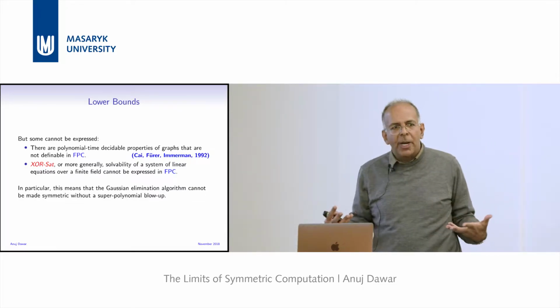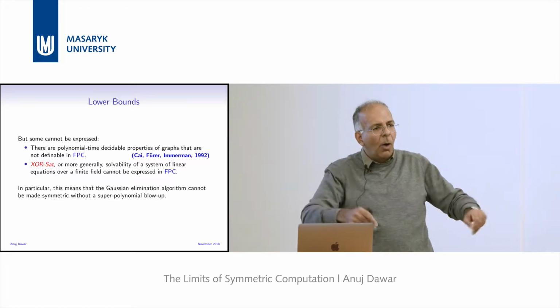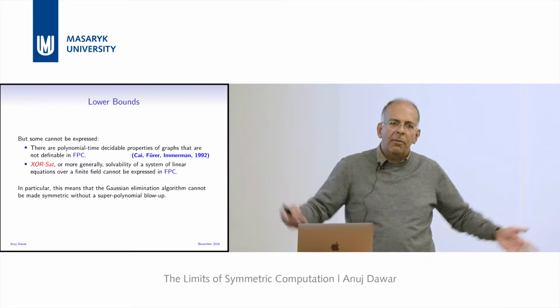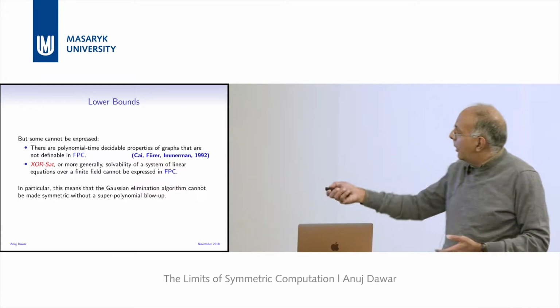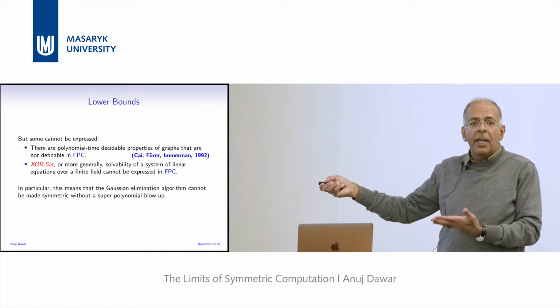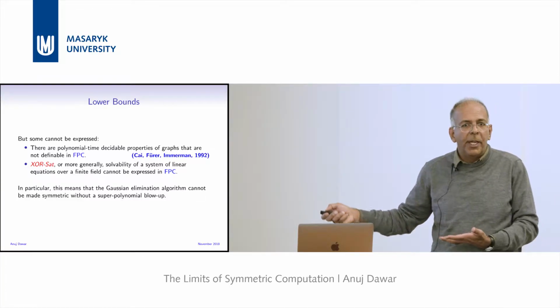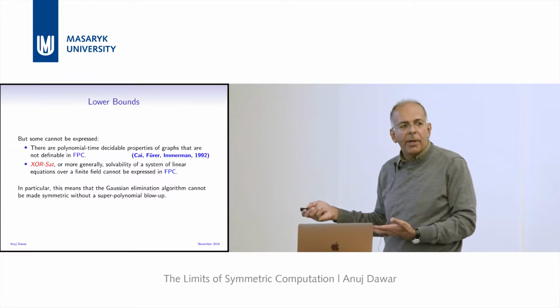You can symmetrize it by doing in parallel all the different possible pivots, but that involves an exponential blow up in the size of your circuit if you do it as a circuit. And what this result proves is that's unavoidable. You cannot do Gaussian elimination and keep your algorithm symmetric.